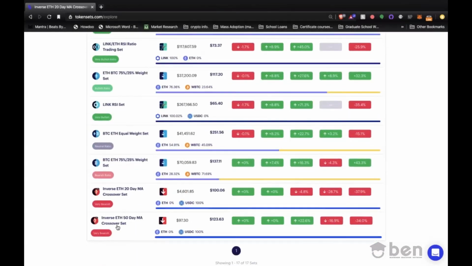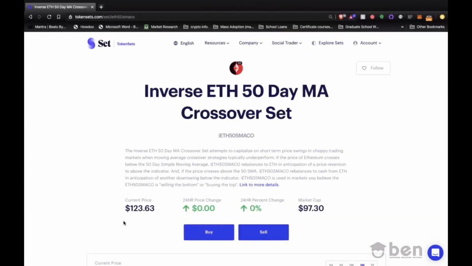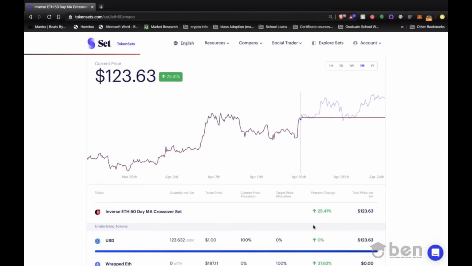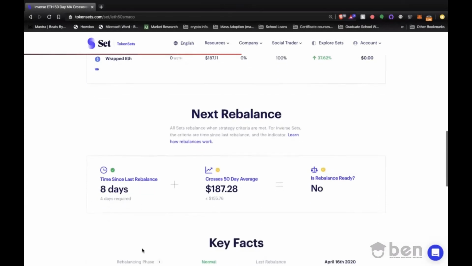So let's look at this one, the 50-day. Same thing as the other set that we just viewed. The only difference is that it follows the 50-day simple moving average, right? And of course, since we're in a bit of an up market right now, we're in a bit of an upswing. The asset in use right now is USDC. But now let's see how it rebalances.